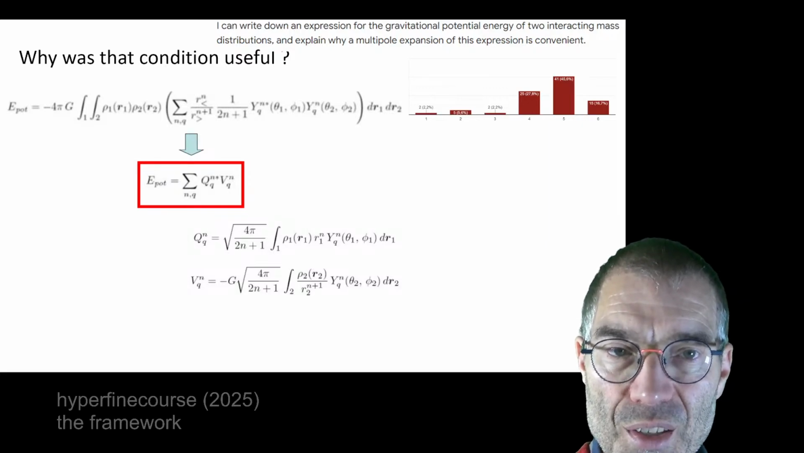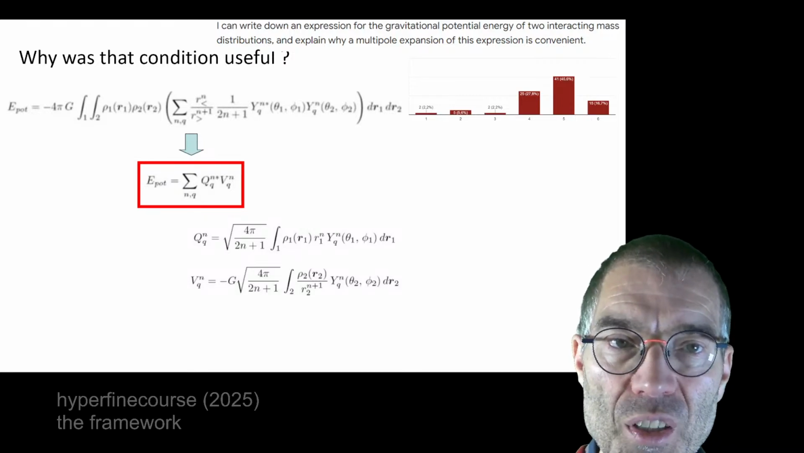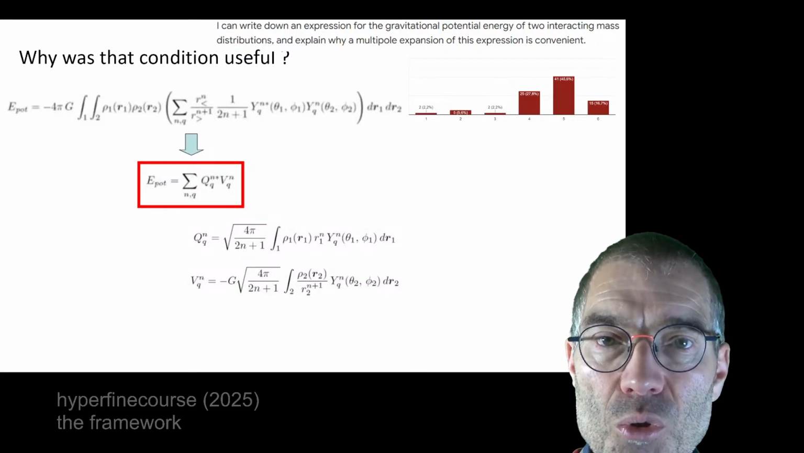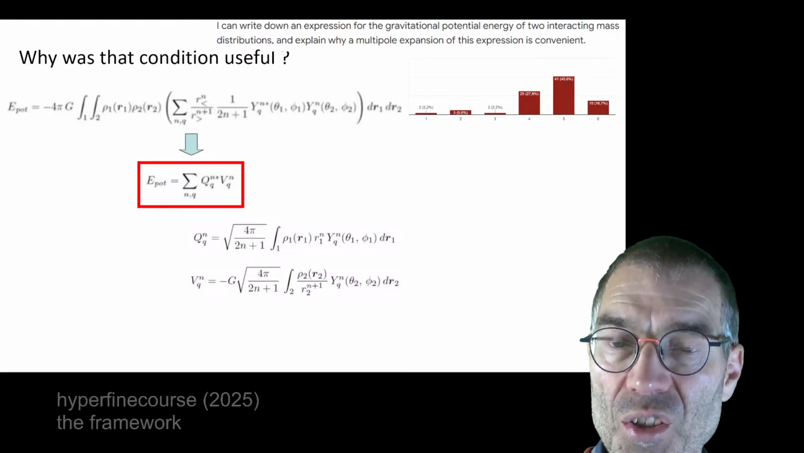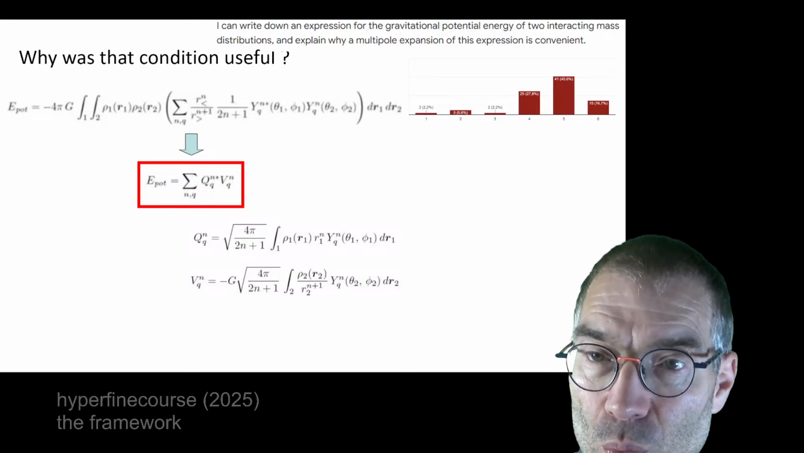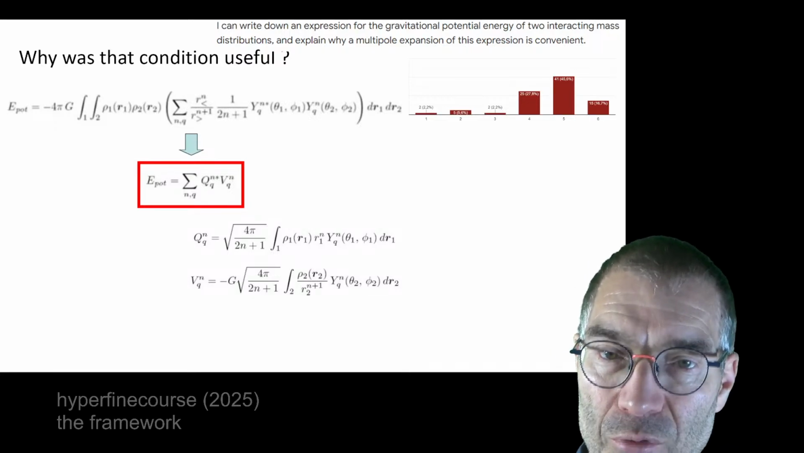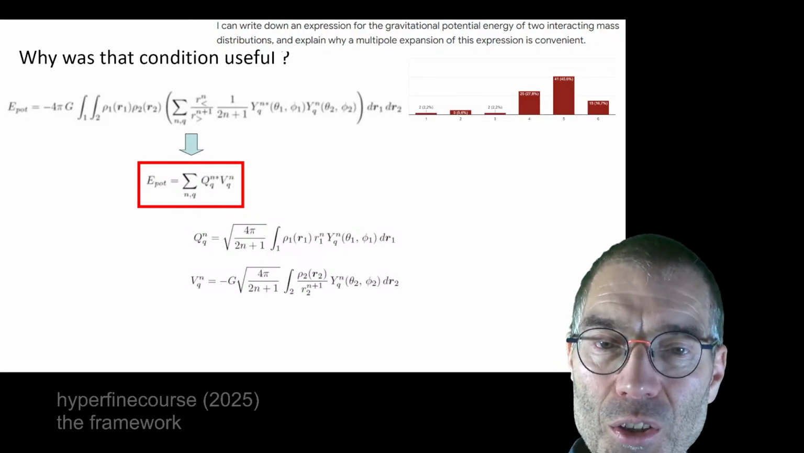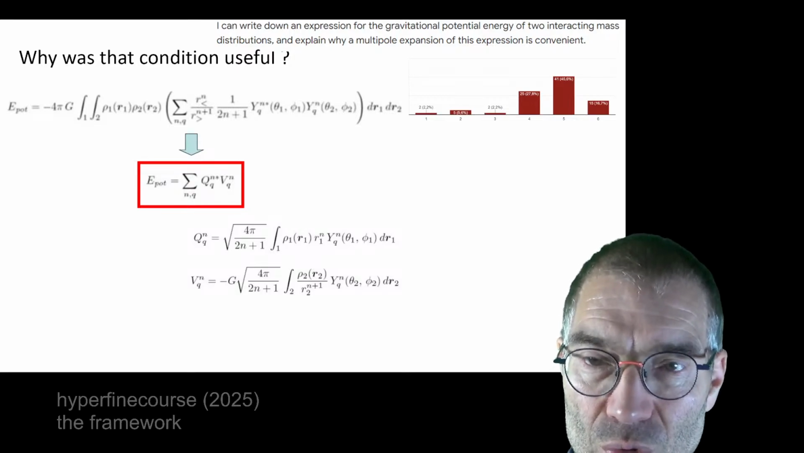If you understood this, then you can answer positively to the confidence statement: I can write down an expression for the gravitational potential energy of two interacting mass distributions, and I can explain why a multipole expansion of this expression is convenient. So why is it convenient? Because it's a way to solve that complex double integral. If the shape of your mass distributions is very general, then by looking at the highest order terms in this multipole expansion, you at least have the major contributions to the energy.